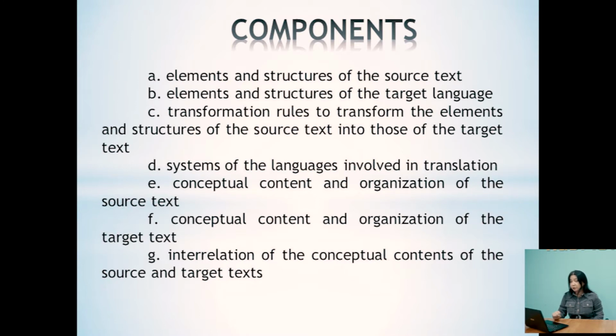They are elements and structures of the source text, elements and structures of the target language, transformation rules to transform the elements and structures of the source text into those of the target text, systems of the languages involved in translation, conceptual content and organization of the source text, conceptual content and organization of the target text, interrelation of the conceptual contents of the source and target texts.